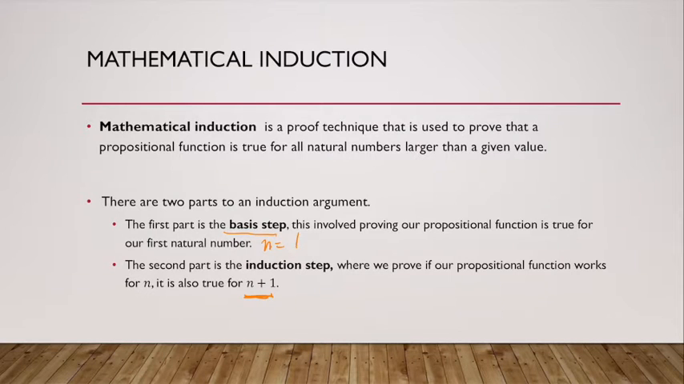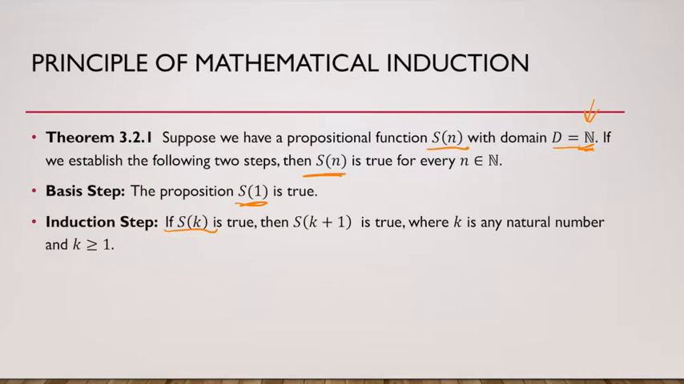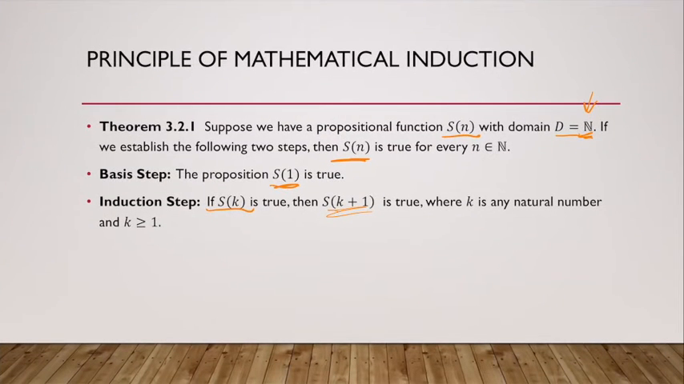So the principle of mathematical induction, that's Theorem 3.2.1 in your text, says this. Suppose we have a propositional function S(n), a function with domain equal to the natural numbers, because that's a well-ordered set. If we establish the following two steps, then S(n) is true for every n in the natural numbers. First, S(1), our first element of the natural numbers, is true. Then we use our induction step, where I say if S(k) is true, then it must be true that S(k+1) is true, where k is any natural number and k is greater than or equal to 1.